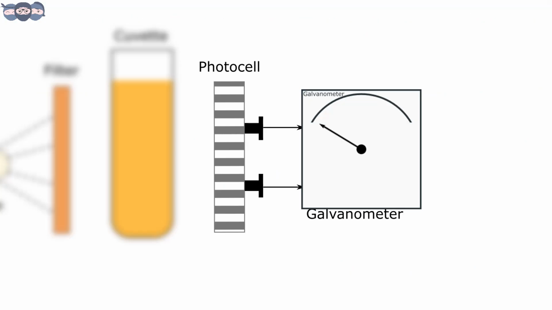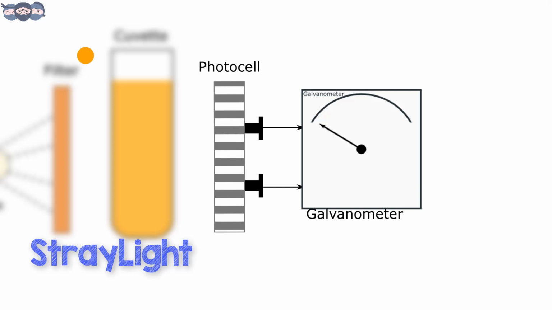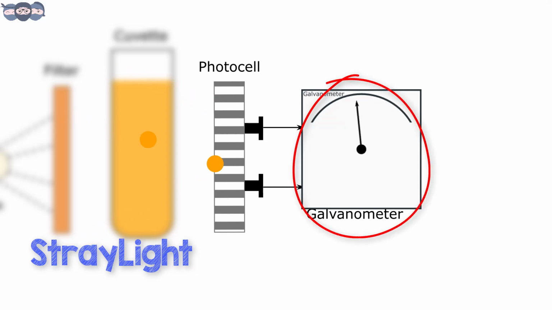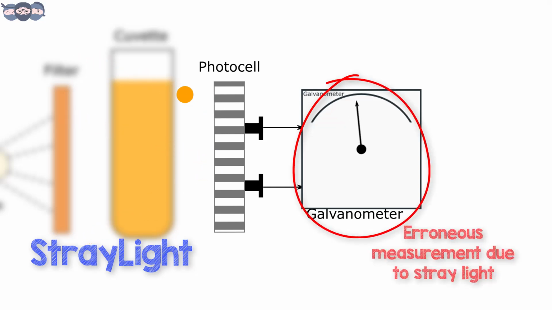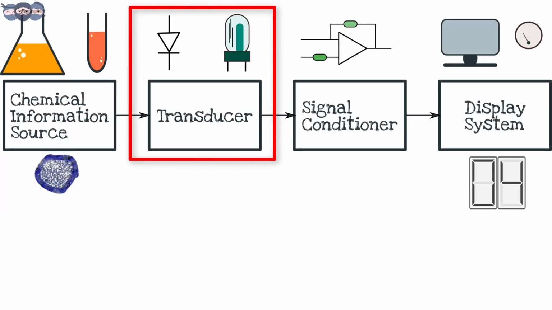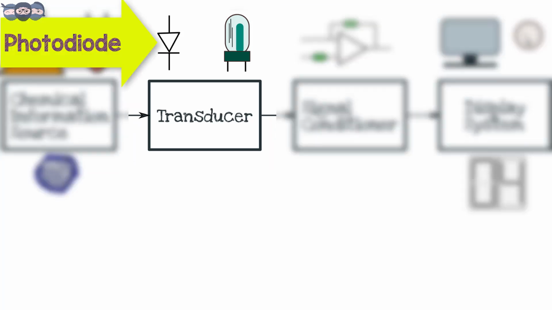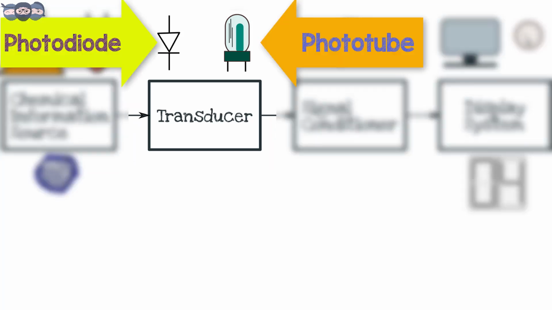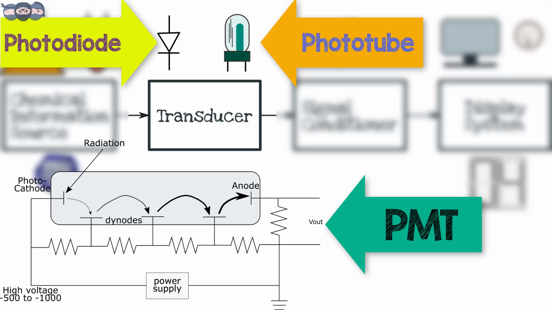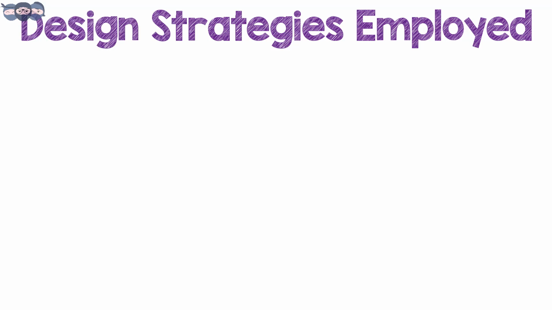When measurement is done, utmost care should be taken to reject any stray light falling on the detector assembly. This stray light can affect the measurement values and induce errors in readings. The detectors used for measuring the intensity of radiations can be a photodiode, a phototube, or a photomultiplier tube, also known as a PMT.